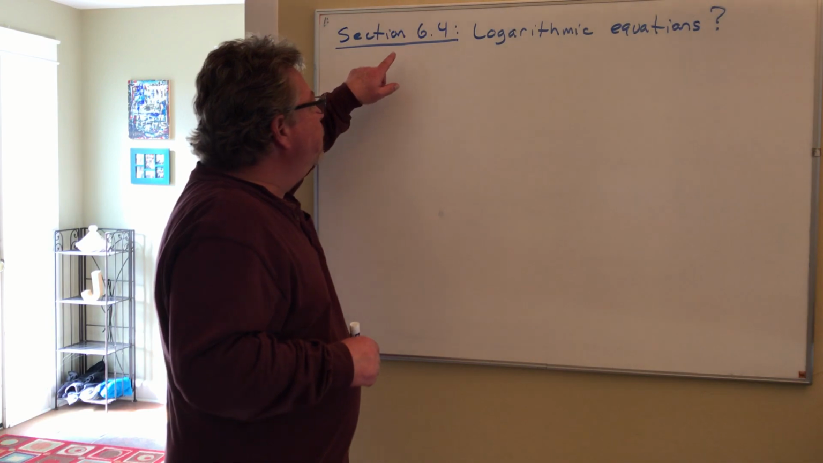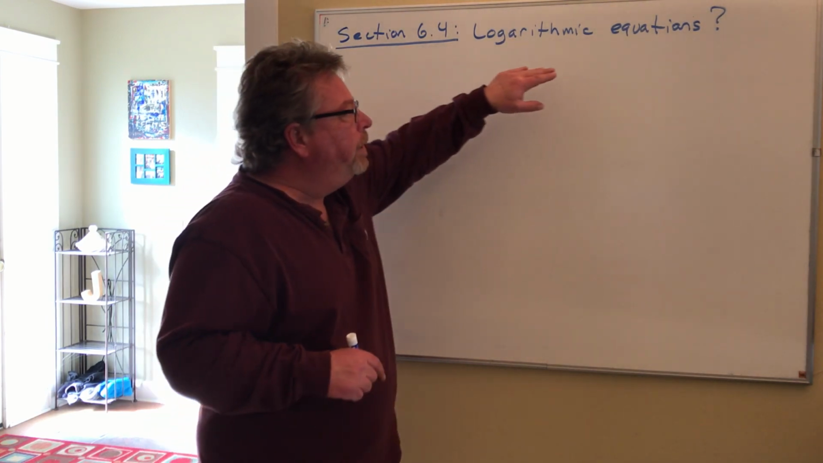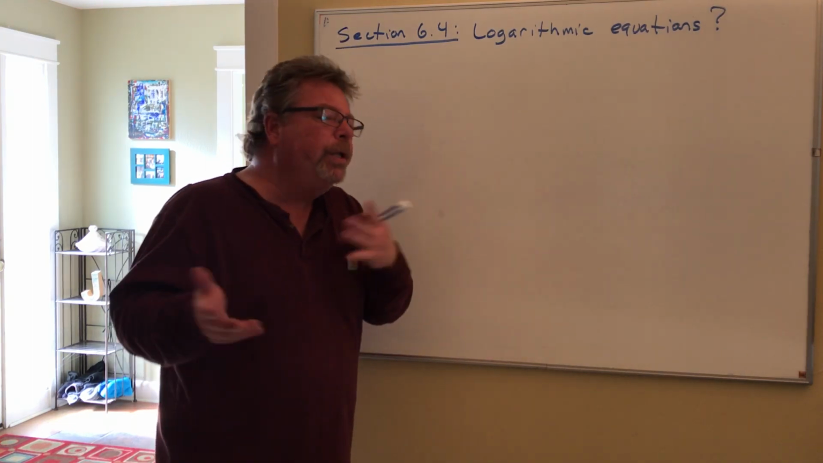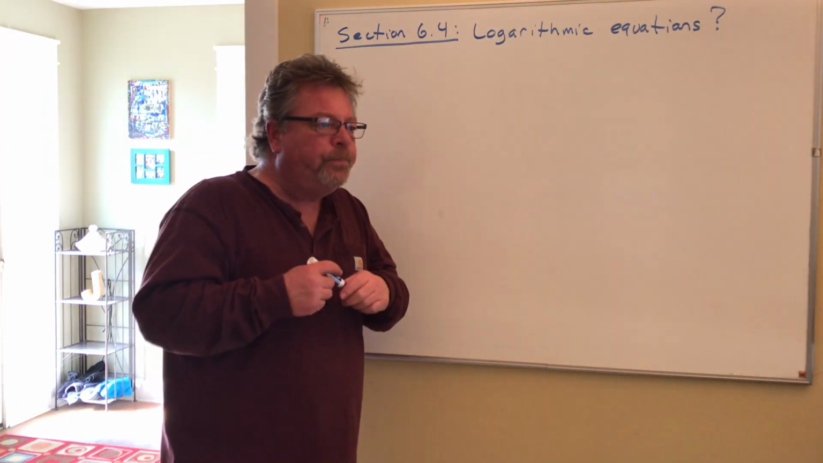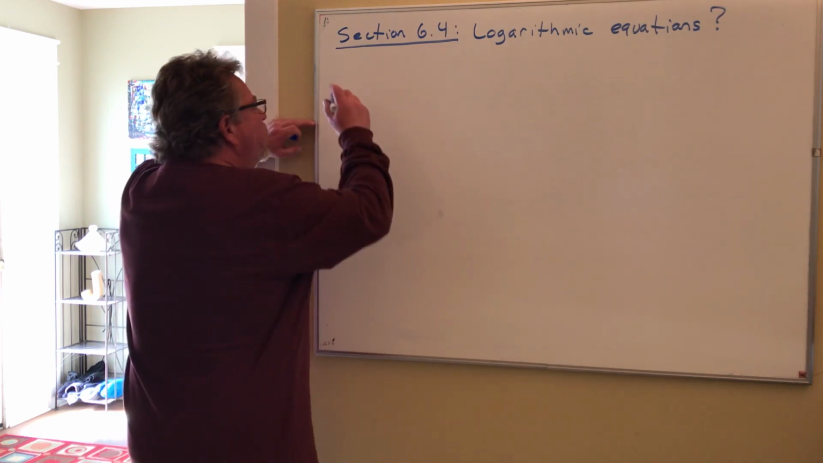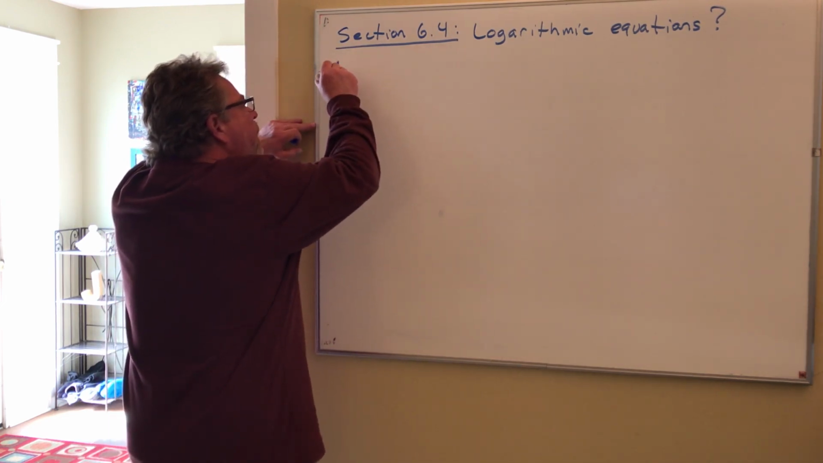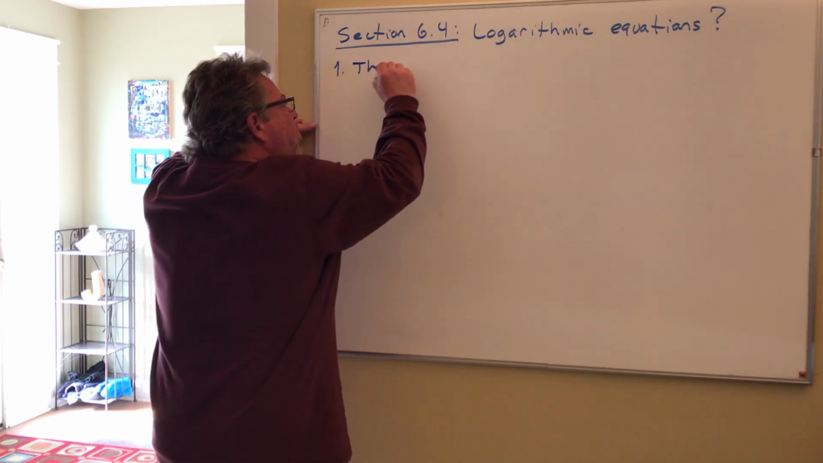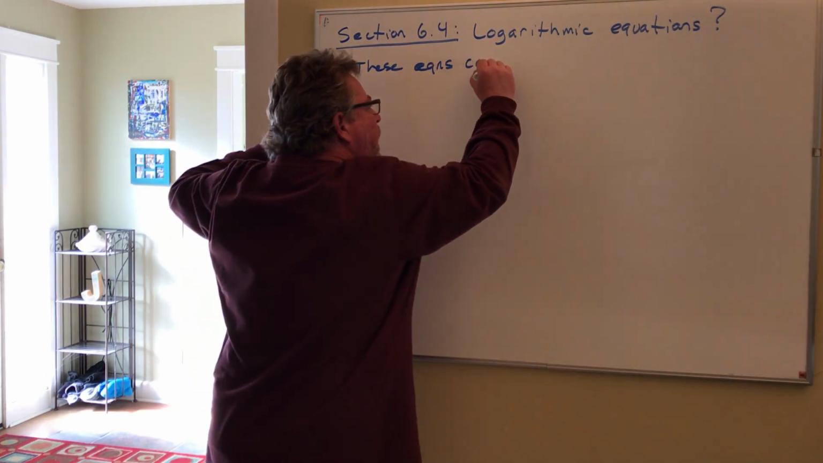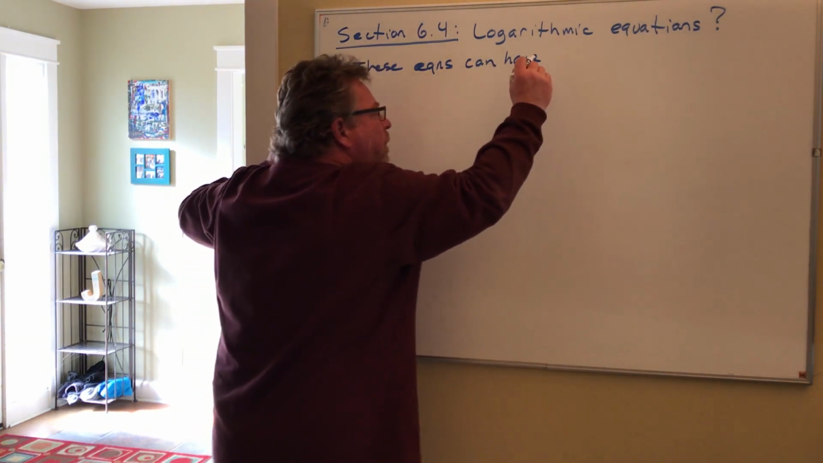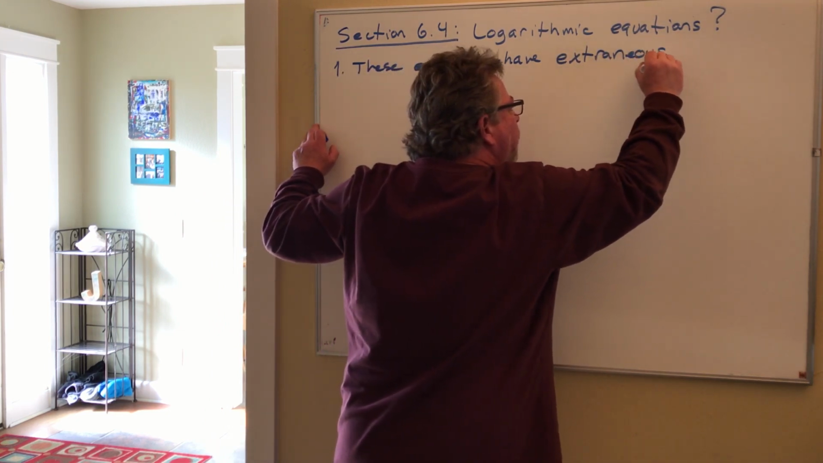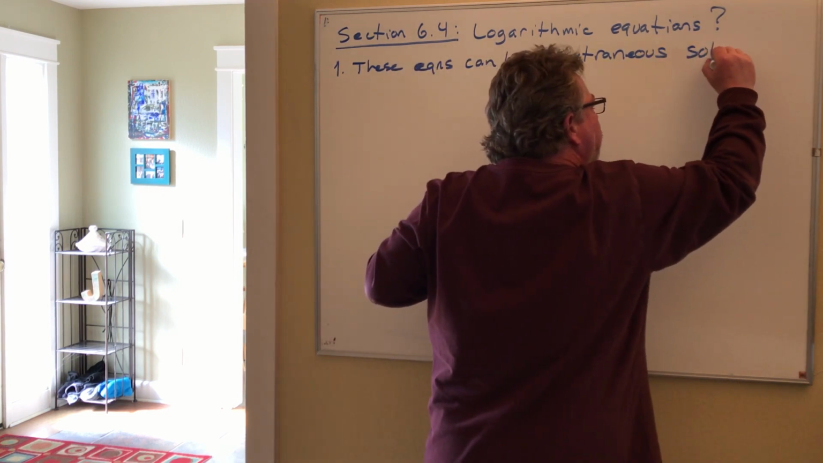So I want to go into section 6.4, introduce the topic there, which is logarithmic equations. And these equations go pretty smoothly. There's not too much weird stuff that happens here, but there's a couple things that we need to keep in mind. So the first thing is that these equations can have what are called extraneous solutions.